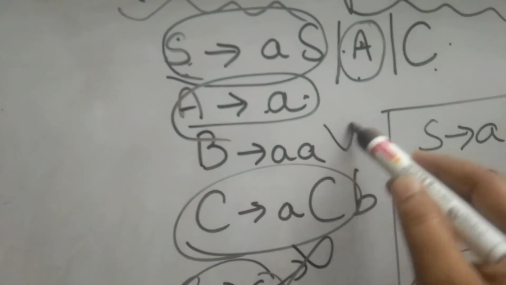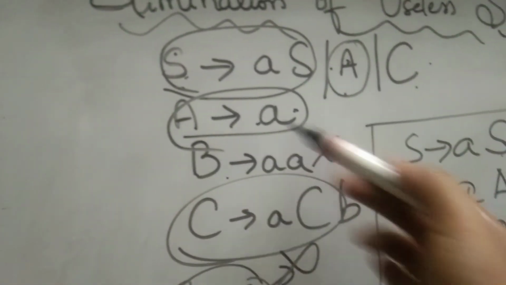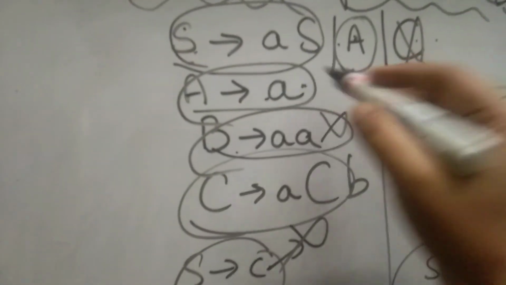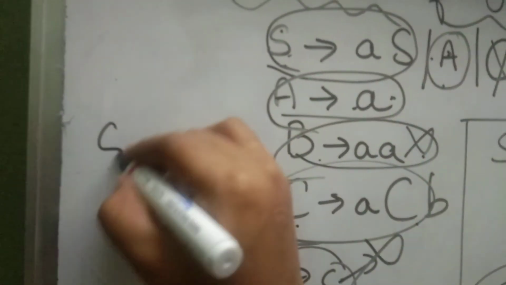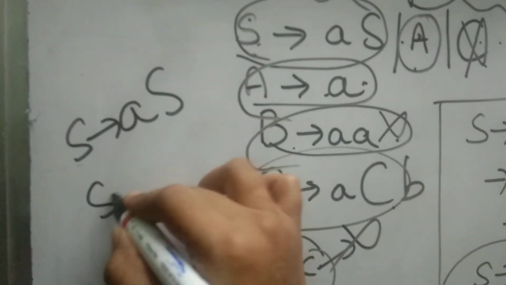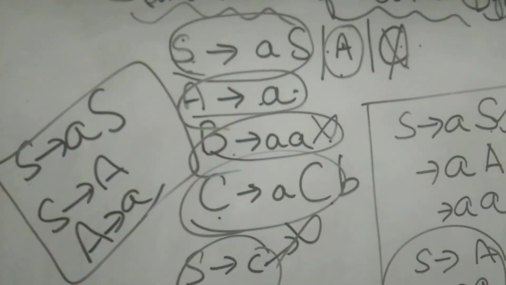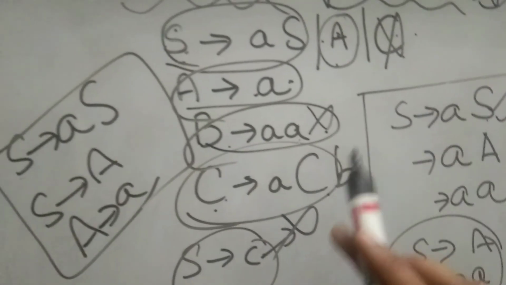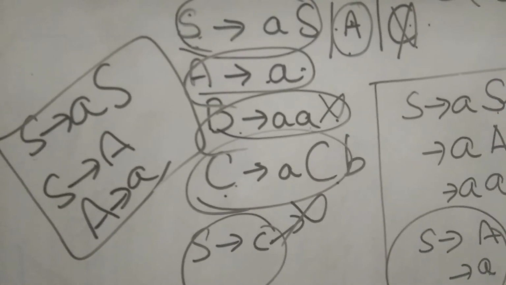B tends to AA is useless because it cannot be derived from the starting state, plus you are not using it anywhere. So it is useless. Finally, what are the useless productions? S tends to C, B tends to AA, C tends to ACB. What are the useful ones? S tends to AS as well as S tends to A and A tends to A. These three productions only are useful. The remaining S tends to C, B tends to AA, C tends to ACB are useless symbols. Okay. So by using this technique, you can eliminate useless symbols. Thank you.